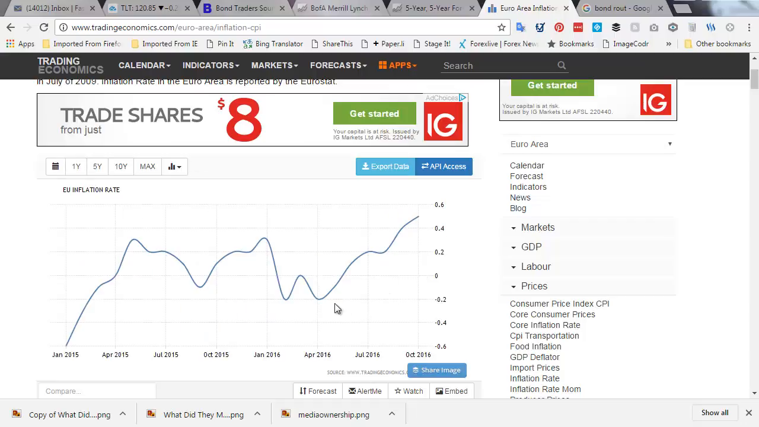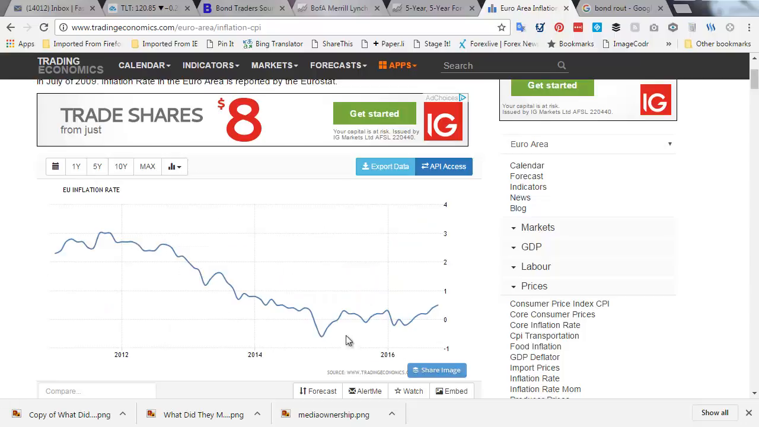Let's look at the 1-year rate. So we can see in January there was a bottom here, but in fact the rates were lower below then. So the bottom of European inflation rates was sometime in the middle of 2015, but that was not showing up in the interest rates.